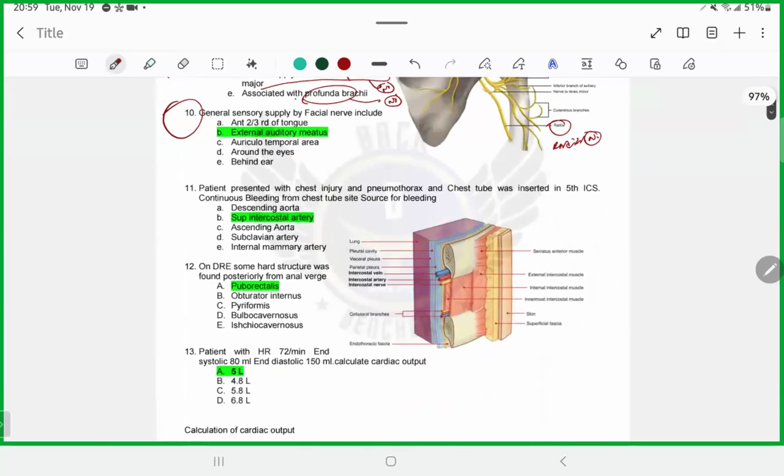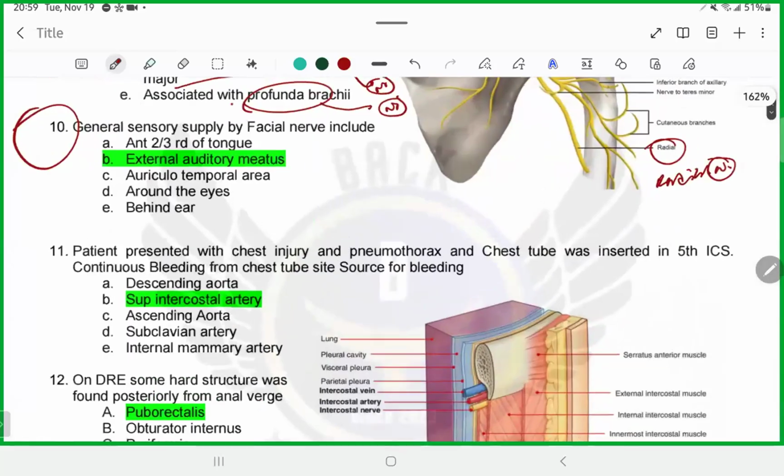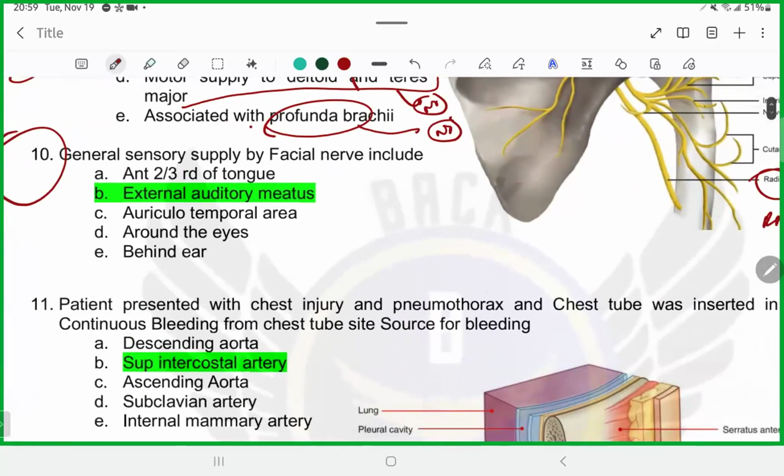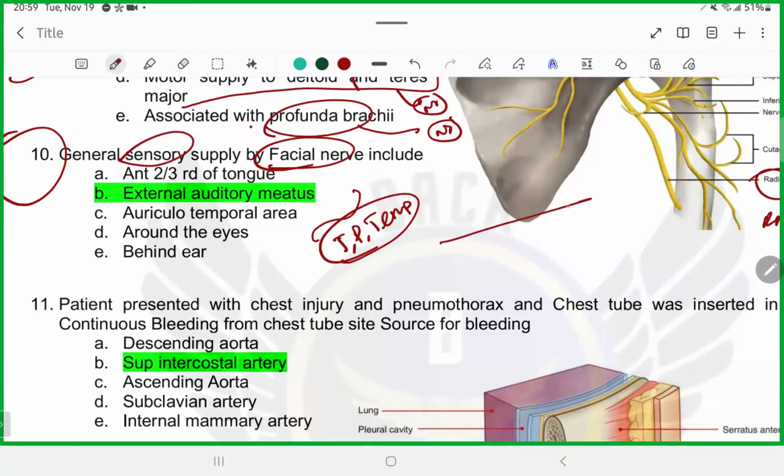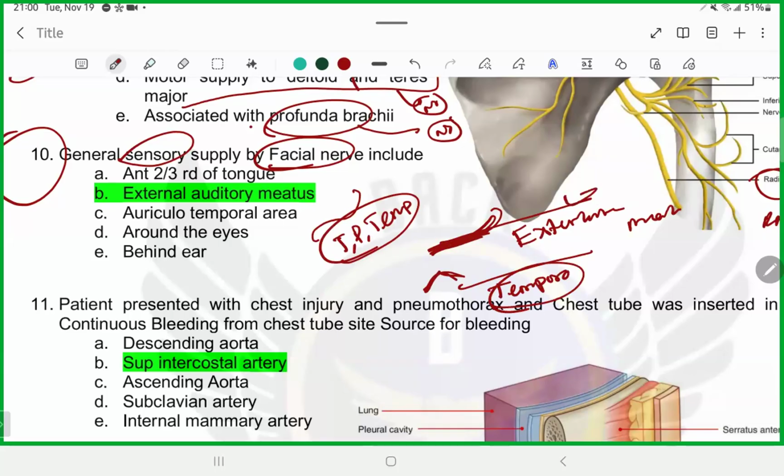So just revise with me. General sensory supply by facial nerve include. You remember from my class, I told you, like in every batch, that there is only little general sense. What is general sensation? Touch, pain, temperature. And facial nerve has only a little area of general sensation, that is in external auditory meatus, that is above temporomandibular joint. Just remember these two words.